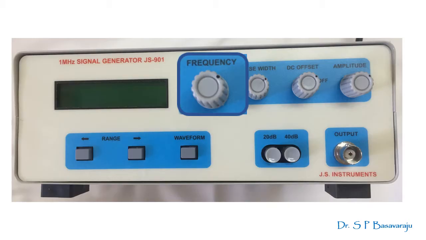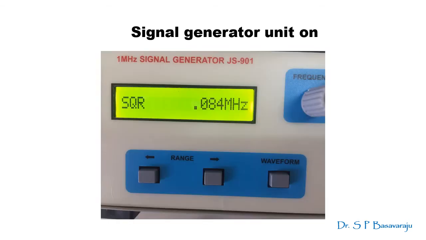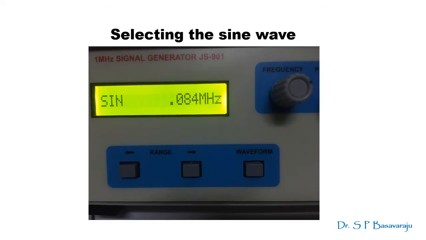Now let's see about the waveform selection. This is the waveform selection button. Switch on the unit. As per the display in this case, the unit can give square wave, but we want sine wave. Focus your attention on the display which is now showing as SQR and keep pressing the button for waveform till it shows as sine. The unit gives sine wave output in this setting.